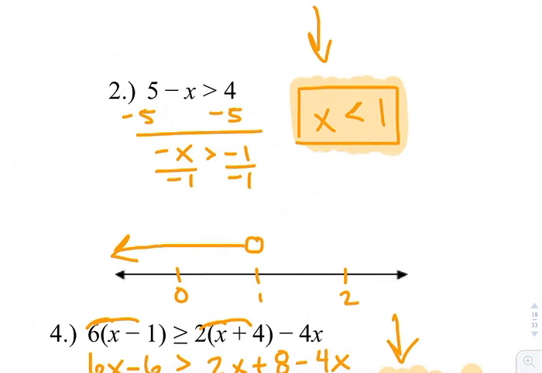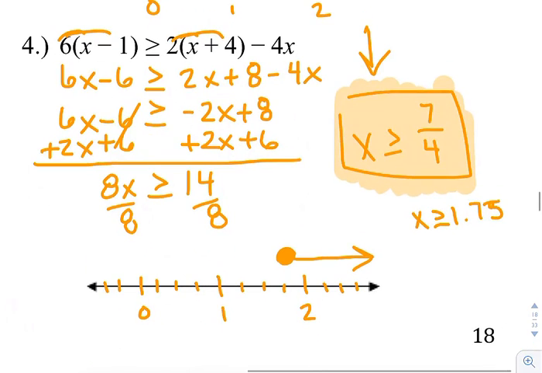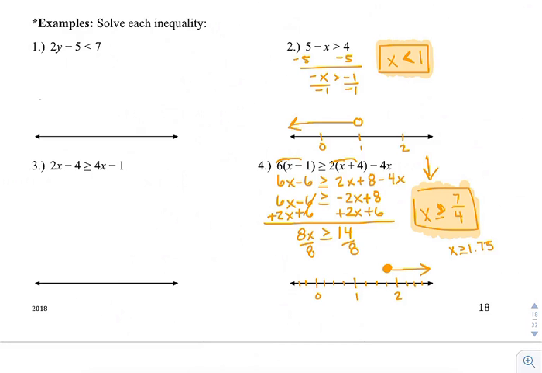So when it's less than, it points to the left, which is the way we shaded. The second problem we did was greater than or equal to, pointing to the right, which is the way our graph went, to the right. That's another reason it's good to keep your variable on the left-hand side if you can. So why don't you guys try the two remaining then?